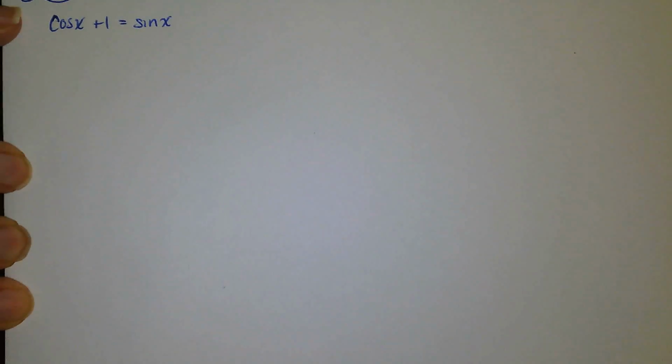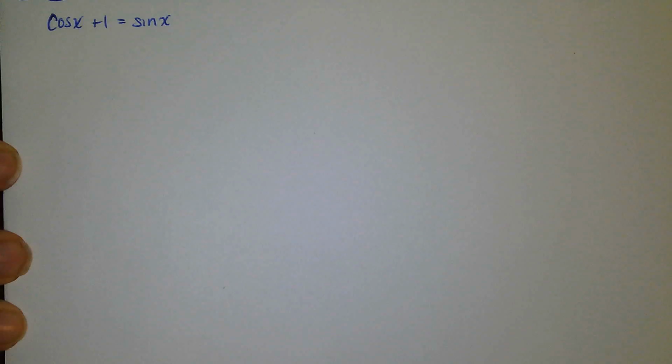is cosine x plus 1 equals sine x. All right, same thing. We have cosines and sines. We need to get them to be the same thing. Sometimes you could factor, but nothing's going to factor here. So what we're going to actually try is to square both sides.